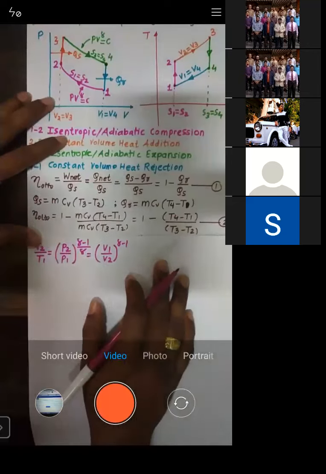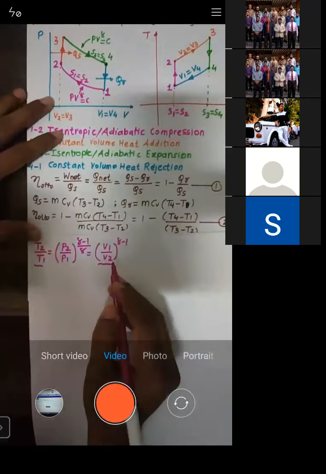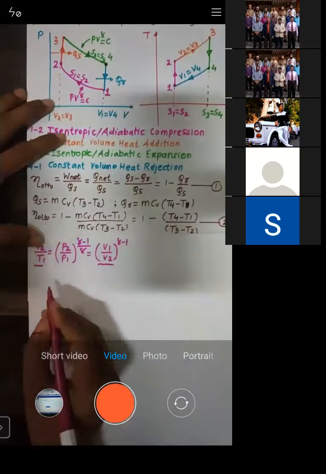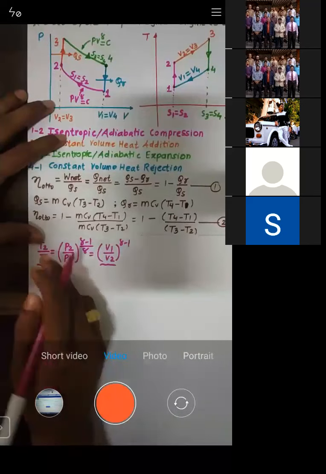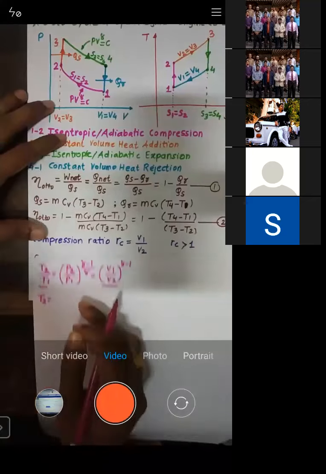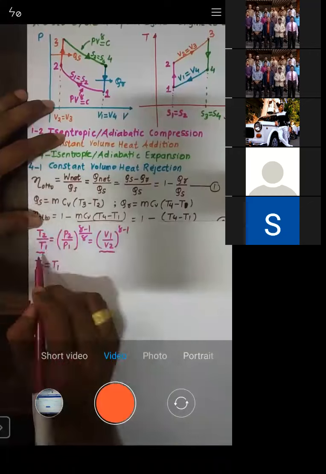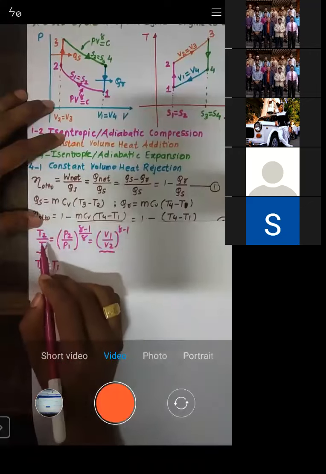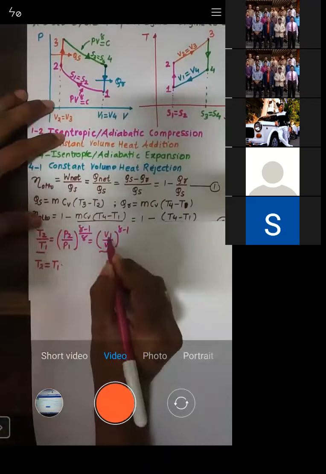Okay, so now I will equate these two. When I equate these two, I will get the value of T2. See here, T2 is equal to T1. So what is the value of T2? T2 is equal to T1 on the right hand side, T1 into V1 by V2.